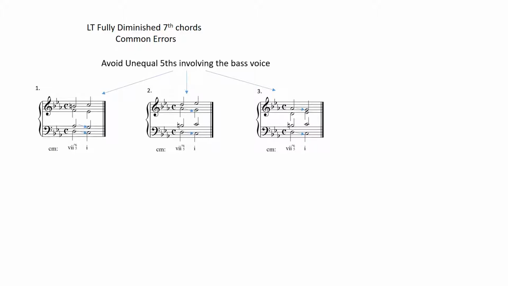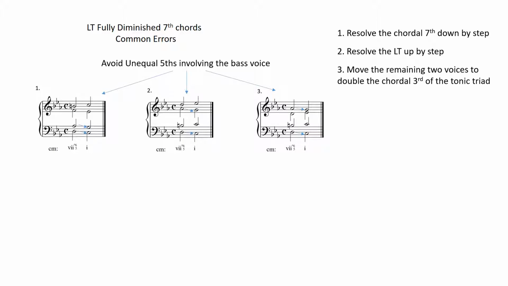However, let us recognize that there is much that is good with these answers, which is why the mistake of unequal fifths is so common regarding this specific progression. The chordal seventh is resolving properly down by step from A flat to G. The leading tone is resolving properly up by step from B natural to C.